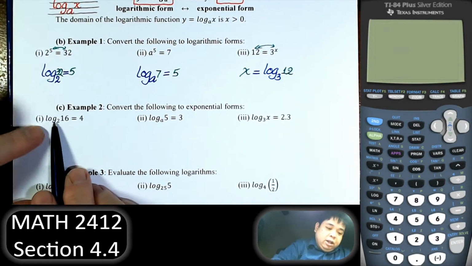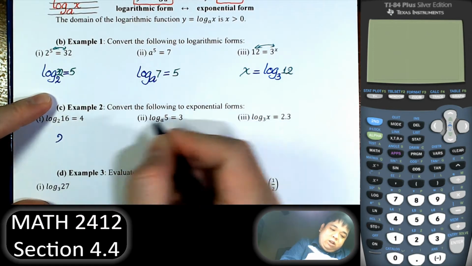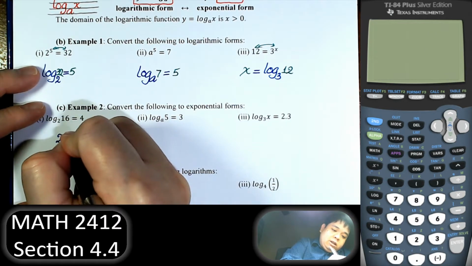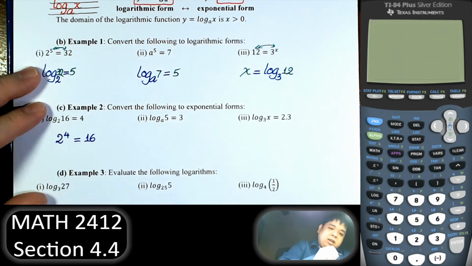Now, log base 2, so the base is 2. If we change to exponential form, we have 2, and then 4 and 16, which we interchange, so that's what we have.